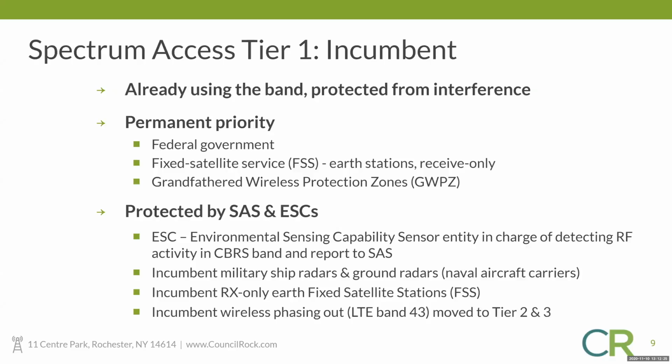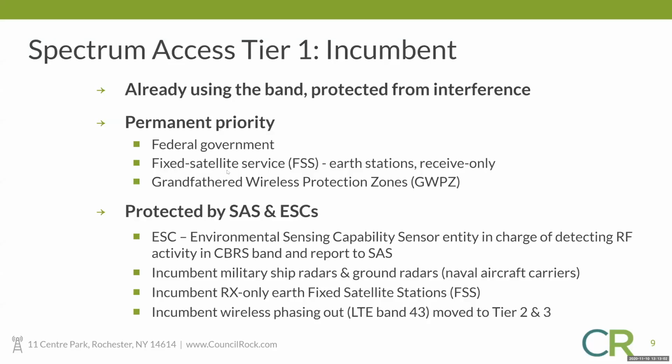So the SAS is going to be able to, there are some sensors, they are called ESCs, environmental sensing capability sensors, and they are deployed along the coastal lines. What they will do is detect if there is one of these ships coming into the coast, and they will send all the information so that the SAS is going to make sure that any other operator is going to stay away from using those channels so that these users will be protected.